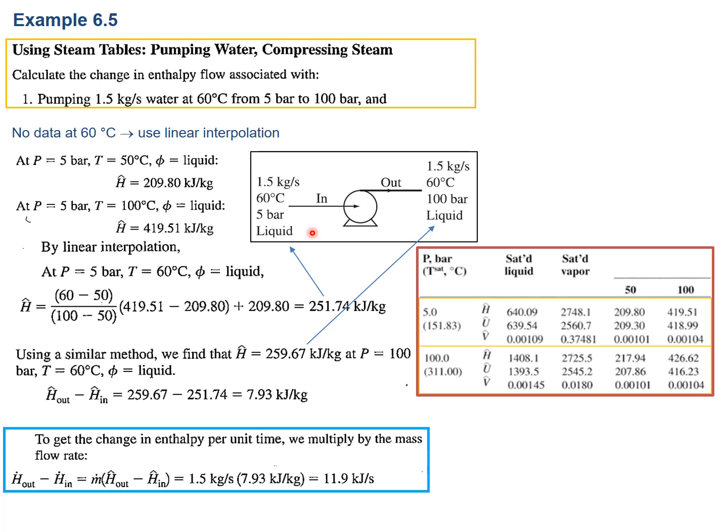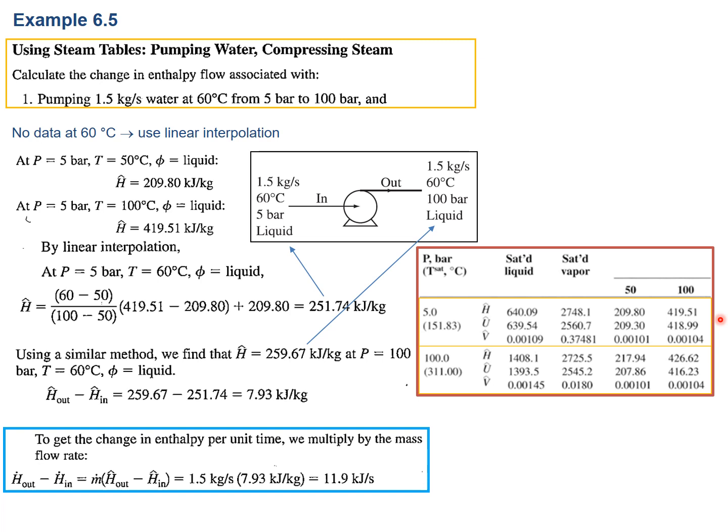I'll calculate or obtain the value of the enthalpy for the input first and then the output. Then calculate the change, output minus input. So let me start with the input. The state variables are 5 bar and 60 degrees. So let's go to the steam table. Here is a portion of the steam table which is appropriate for this calculation. So 5 bar, okay, great. I could find 5 bar in the y-axis of the steam table. And then 60 Celsius degree.